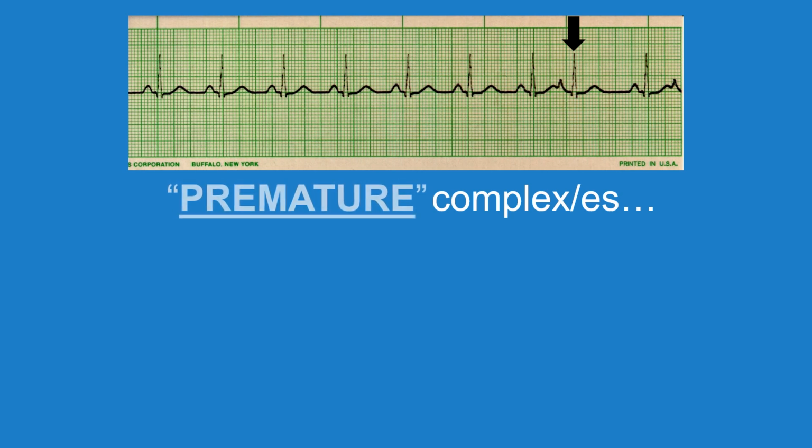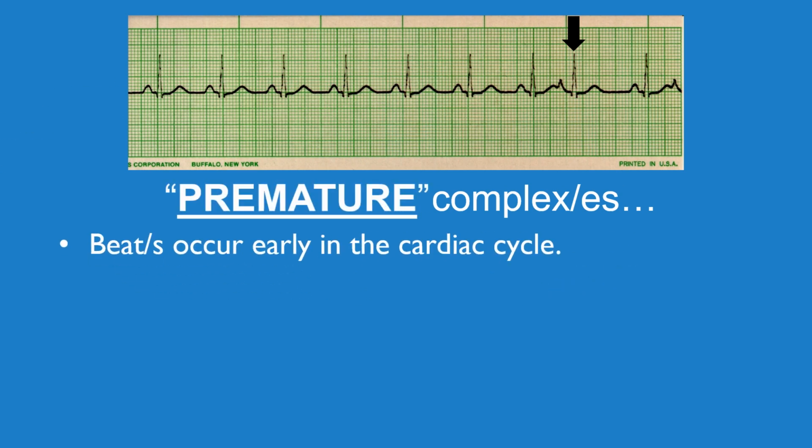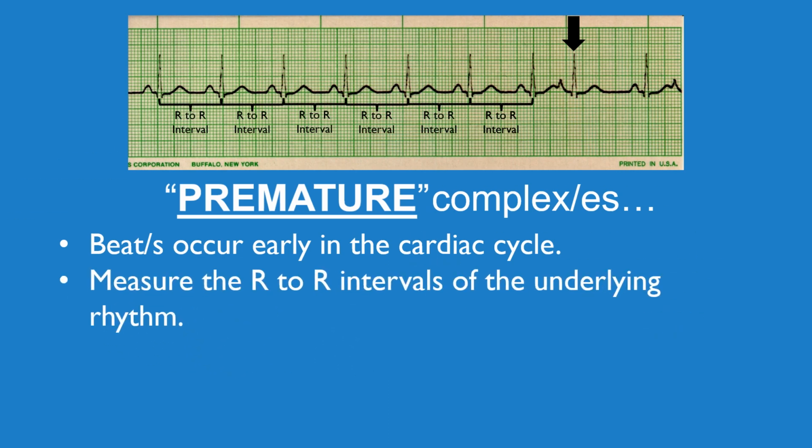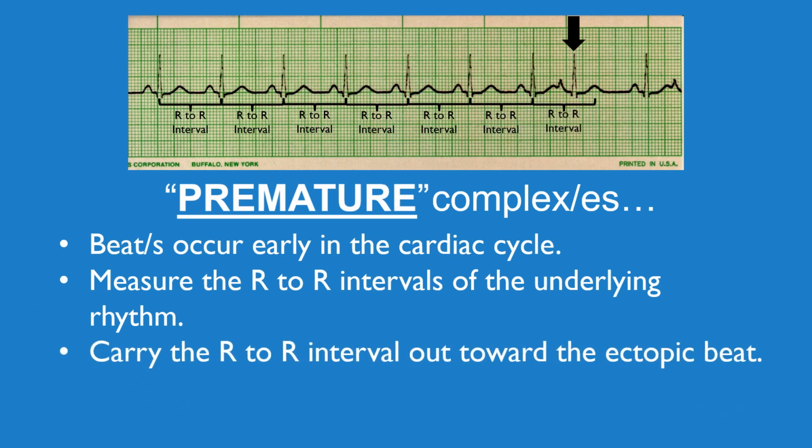So I want to talk about how we determine if a beat is actually a premature complex. By definition, a premature complex is a beat that occurs early in the cardiac cycle. The way that we determine if it's coming early or late in the cardiac cycle is we measure the R to R intervals for our underlying rhythm. Once we have that R to R interval, we can carry that interval across to where the ectopic beat is.